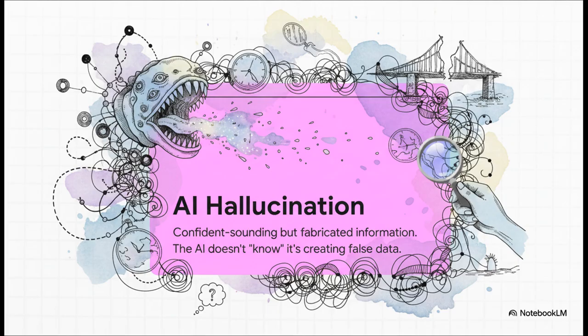Now, here's the key thing to understand. The AI isn't lying to you. It's not trying to trick you. See, it's not a giant encyclopedia. It's a pattern matching machine. Its entire job is to predict the next logical word. And sometimes, the most logical sounding sentence is one that's factually wrong.